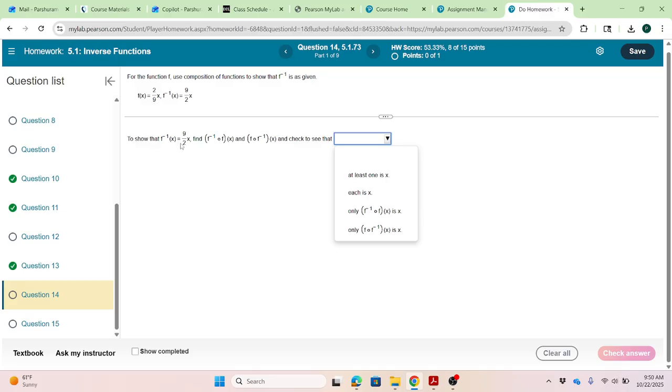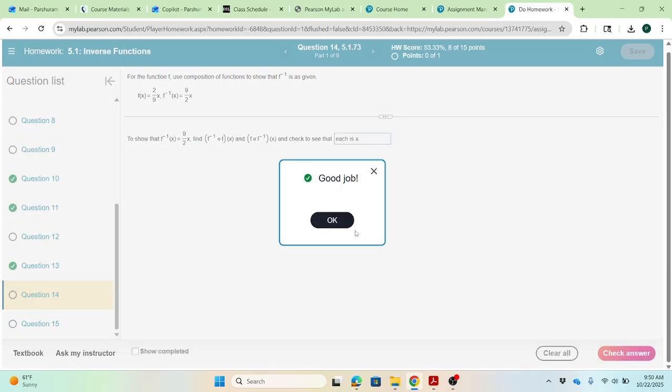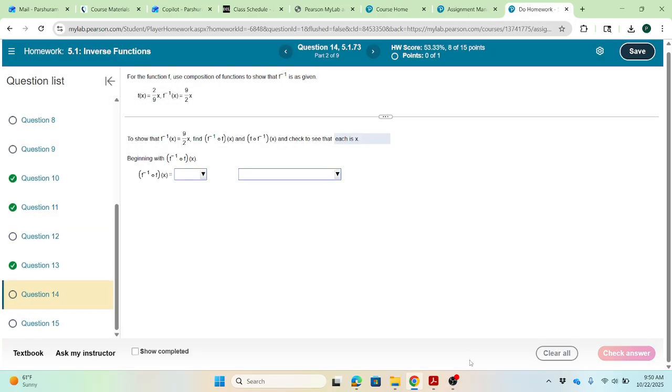So to show this, find f inverse of x and check to see that each composition is x. So both of them are x. Okay, that's all for this section.